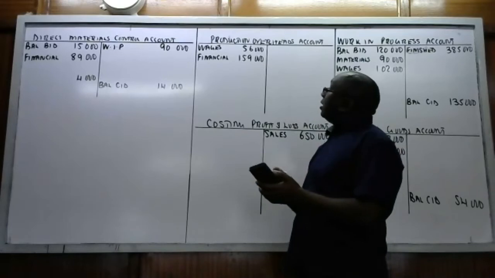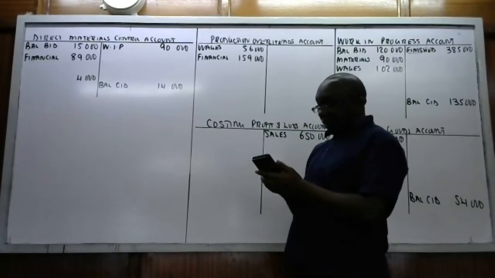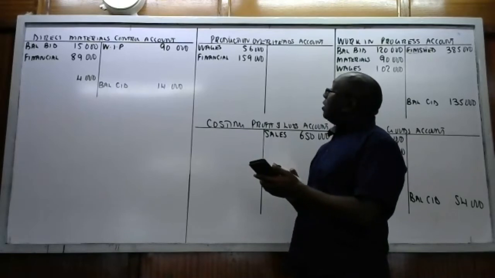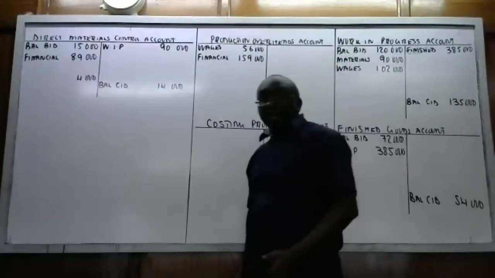Kama nimefanya vibaya. 15 plus 89 is 104. So in the balance actually. So in the balance.